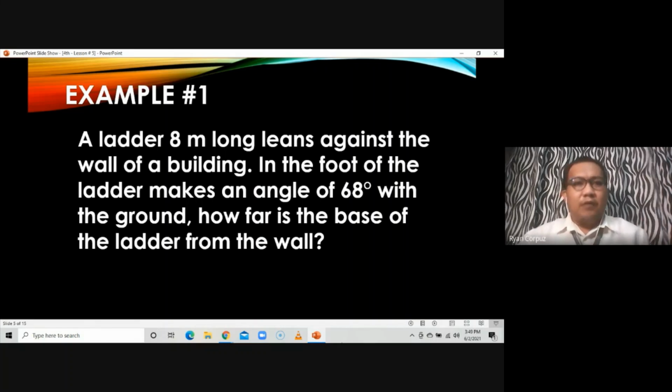So that's why, in order for us to solve real life problems about right triangles, we are going to draw first an illustration in order for us to know what is happening in the problem. If we analyze carefully, there is an 8 meter long ladder leaning on the wall of the building. The foot of the ladder makes an angle of 68 degrees with the ground. How far is the base of the ladder from the wall? If we make an illustration, this is what we will form.